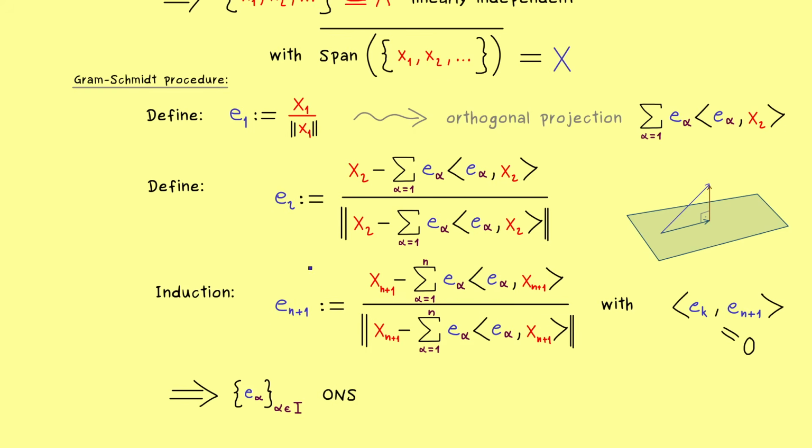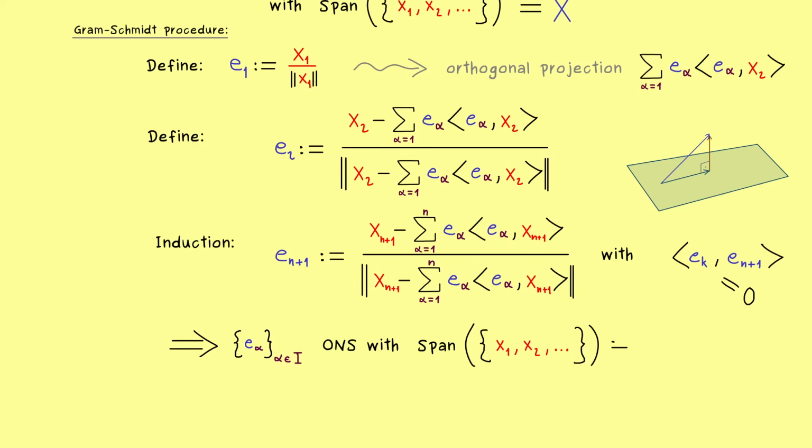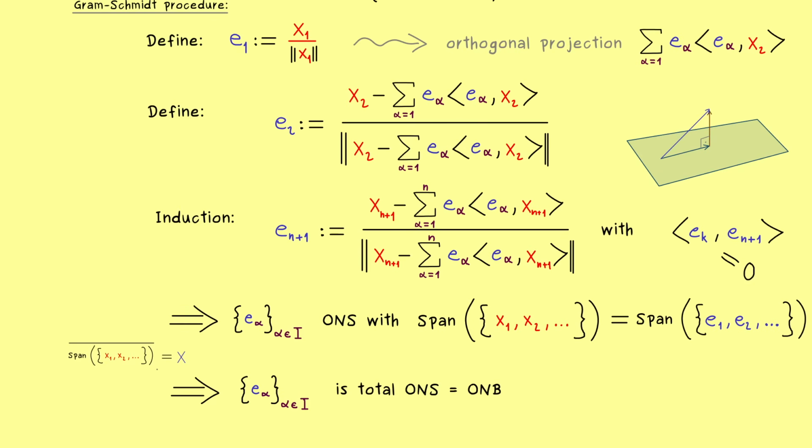However, what this formula here also tells us is that each vector x_{n+1} can be spanned by the e vectors as well. So simply said, we don't change the span at all with this procedure. However, by assumption we already know that the span of the x vectors lies dense in X. Hence the span of the ONS also lies dense in X, which means we have a total ONS. And there we know a total ONS is what we call an ONB.